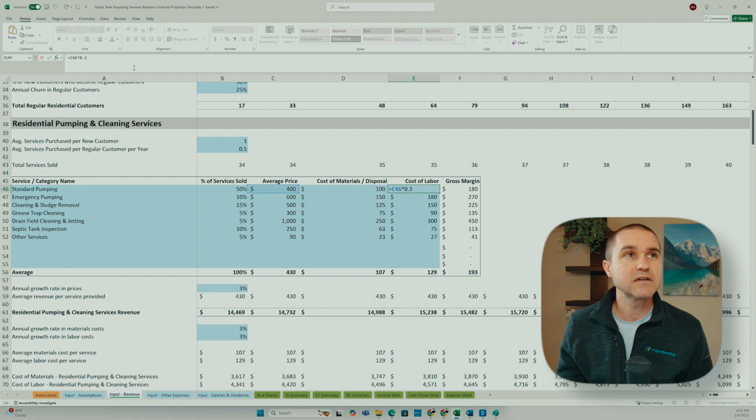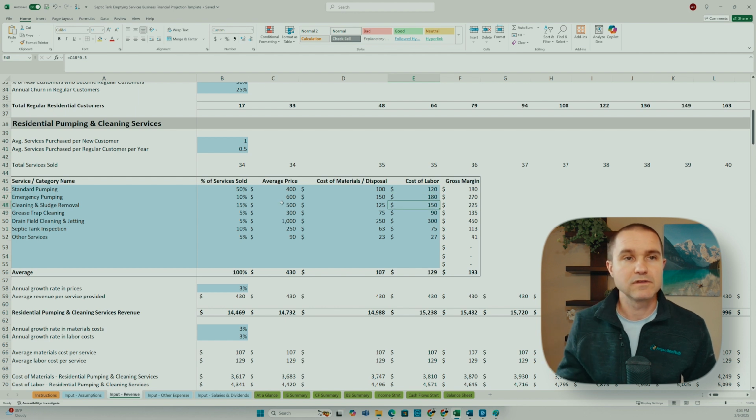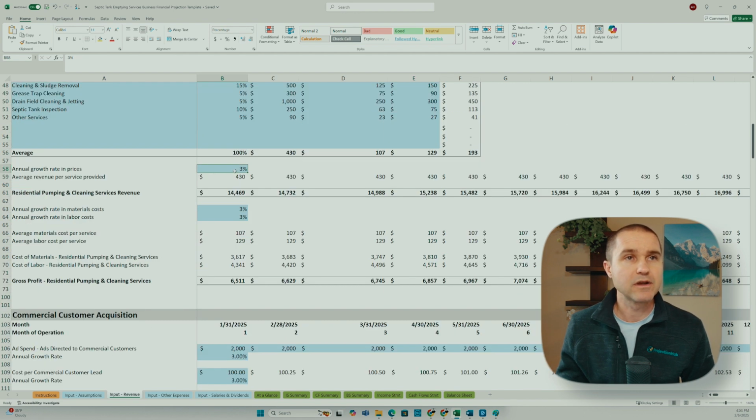And what we assumed here, we have an equation. So we're assuming 30% labor cost. So it's 30% of revenue we're assuming will be for labor cost. From there, we can set an annual growth rate and prices of 3%. That'll calculate your residential pumping and cleaning services revenue.